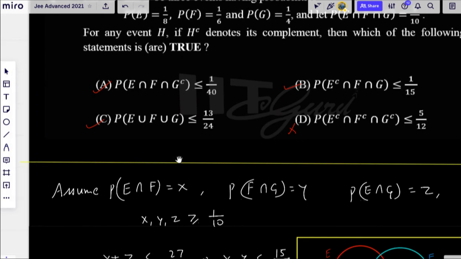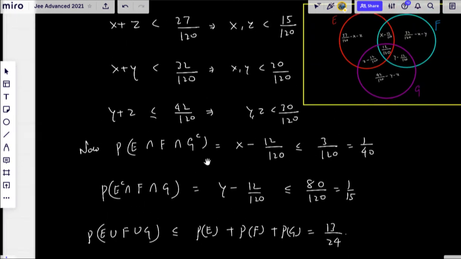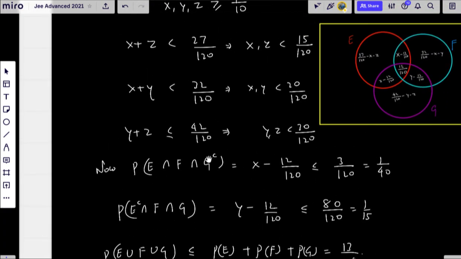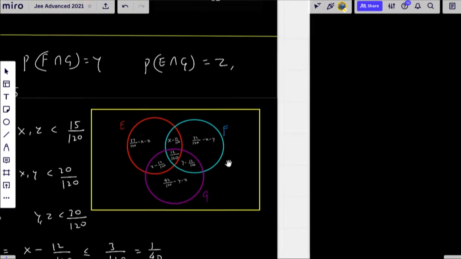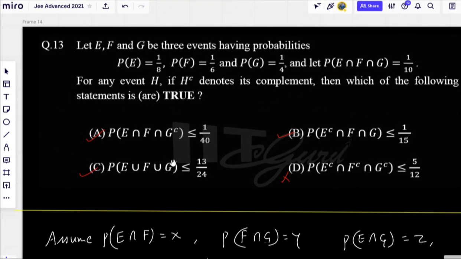Okay. This question can also be done without using a Venn diagram, by simple concepts. Substituting all these values, we can do this by the set theoretic approach simply. Okay. So I'm giving a shortcut idea here. Probability of E intersection F intersection G complementary, suppose.